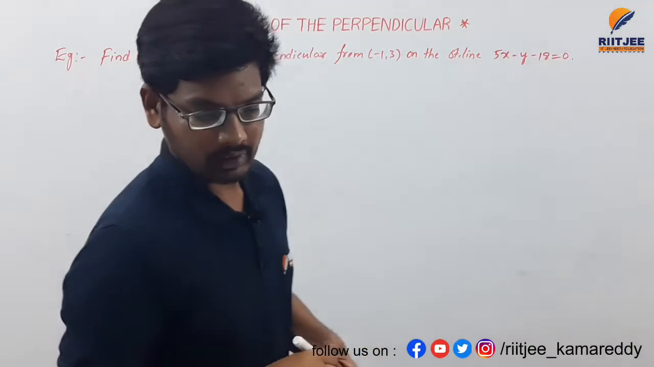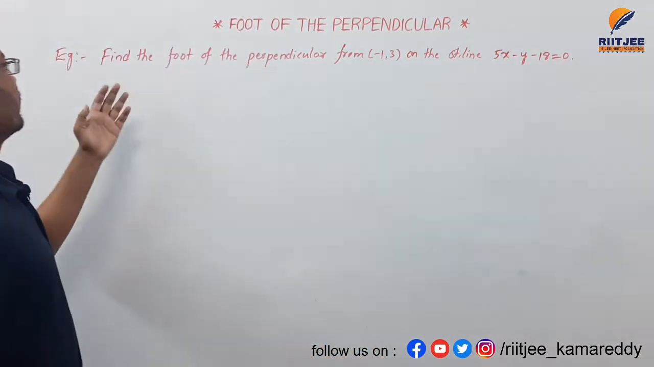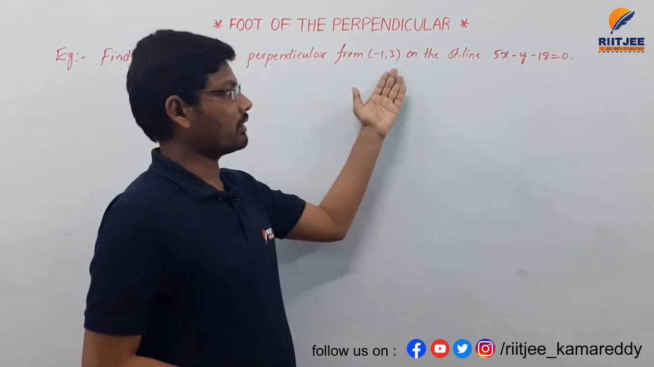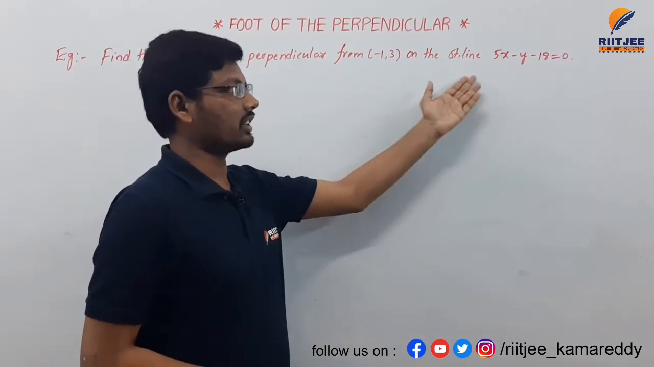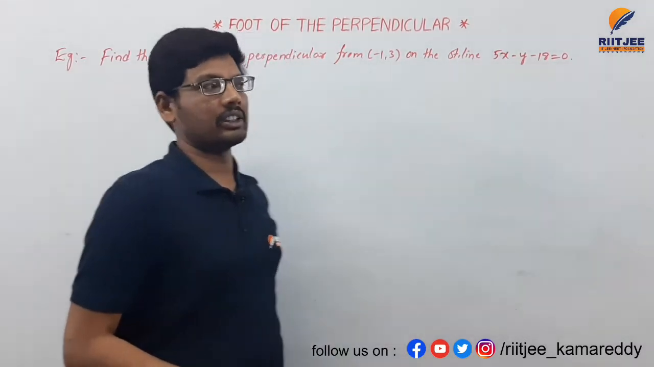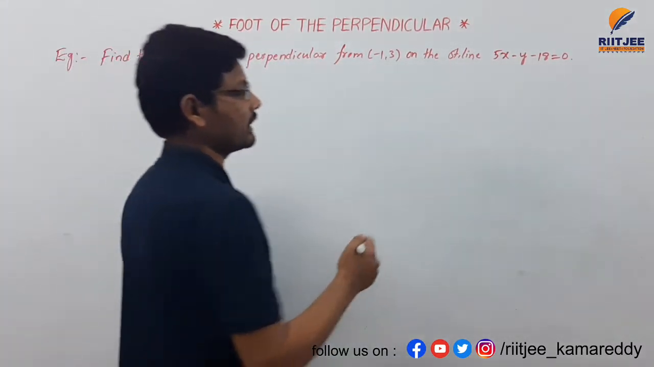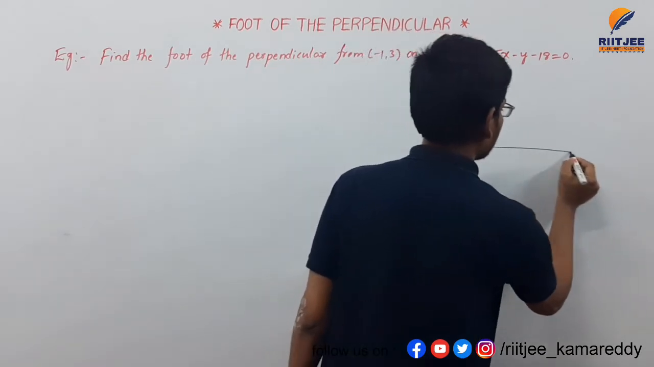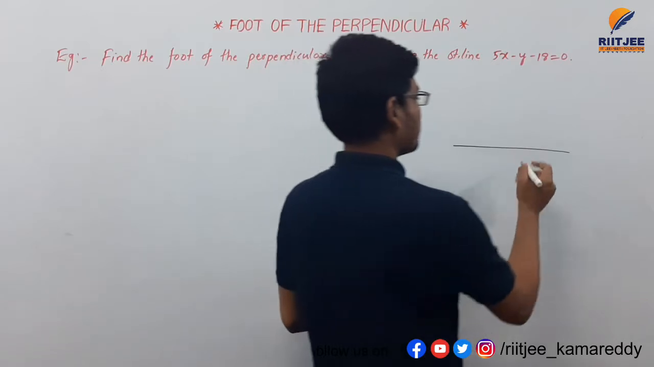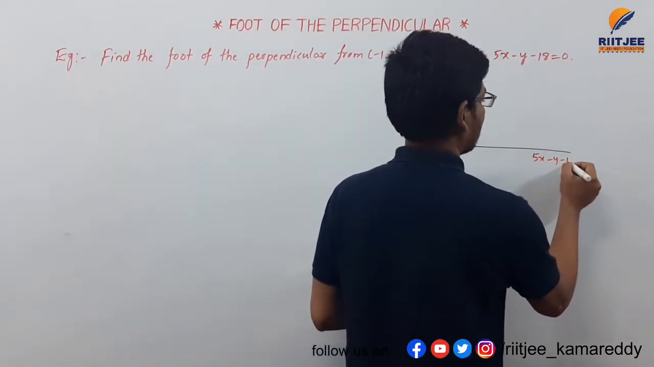Here the question is to find the foot of the perpendicular from the point P of x1 comma y1, that is nothing but minus 1 comma 3, on a straight line ax plus by plus c is equal to 0, that is 5x minus y minus 18 equals 0. So the rough diagram for this one is: I am taking a straight line here. This is a straight line of equation 5x minus y minus 18 equal to 0.